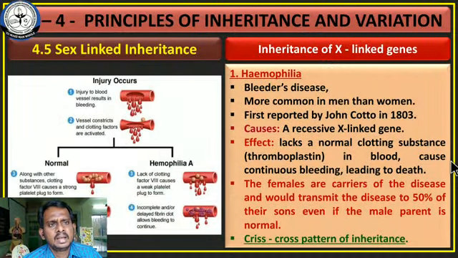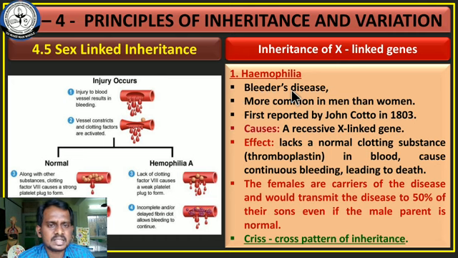Okay. Our first disease we are going to discuss in the sex-linked inheritance is hemophilia. This is the first disorder given in your textbook. What is meant by hemophilia? It is one of the defects that causes continuous bleeding after an injury. It is otherwise called bleeder's disease. Bleeder's disease means bleeding disease.